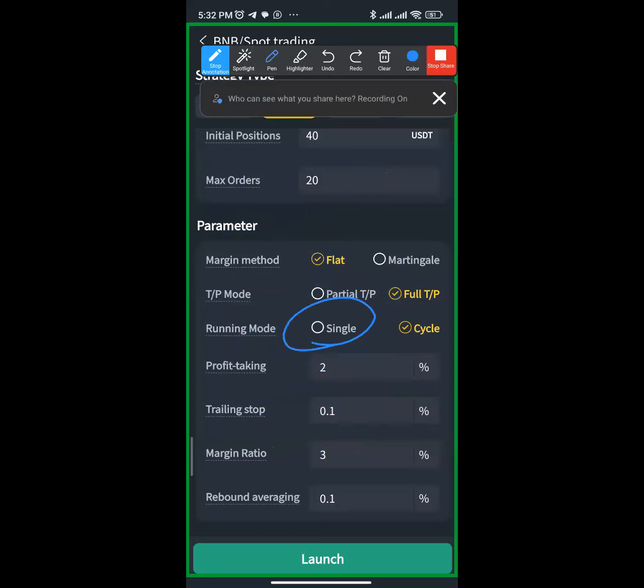So I like to put cycle on stable coins. BTC, BNB, Ethereum, they are good to go on cycle. But your volatile coins, in my own opinion, I like to trade them on single so that I can cash out and move on to other coins. So that's it.